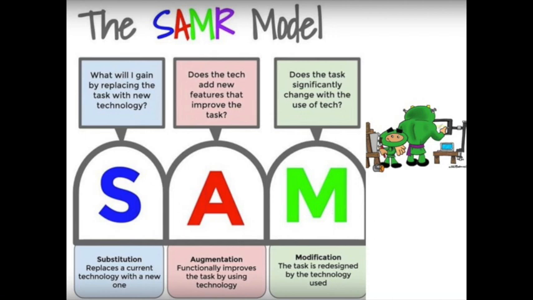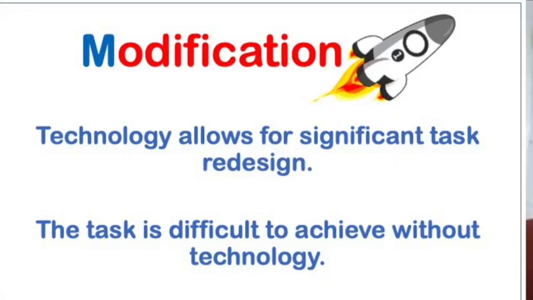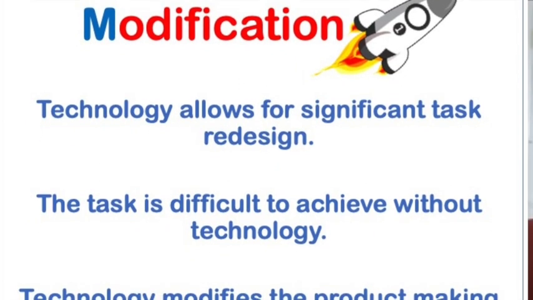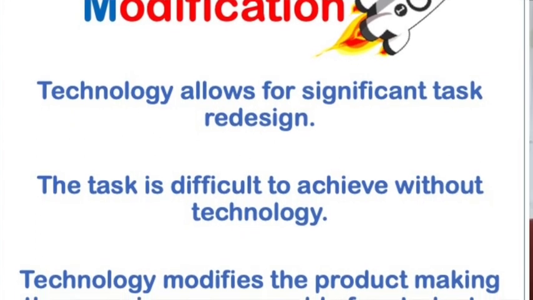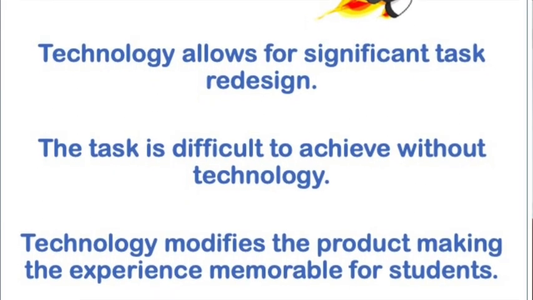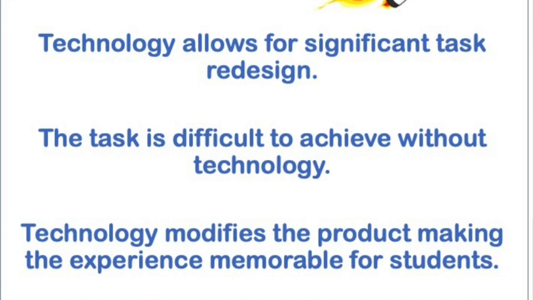This week, we will be looking at modification. The modification level is where the task is redesigned by the technology being used. It asks the question: does the task significantly change with the use of the tech? With modification, technology allows for significant task redesign. The task is difficult to achieve without technology, and technology modifies the product, making the experience memorable for students.